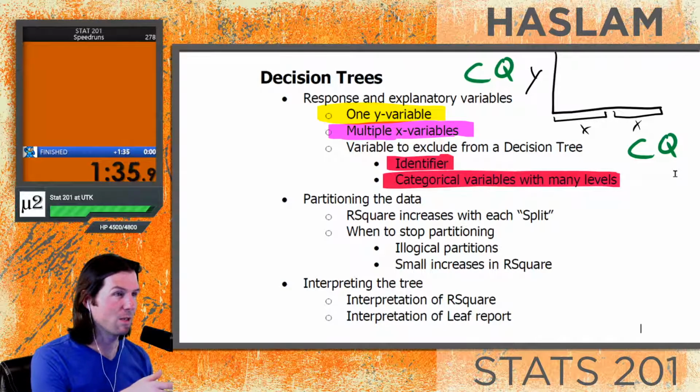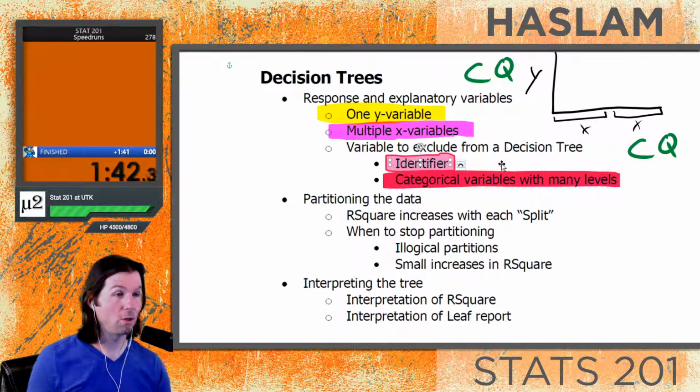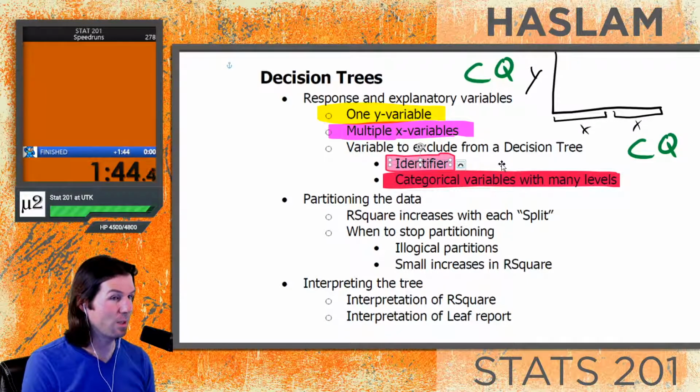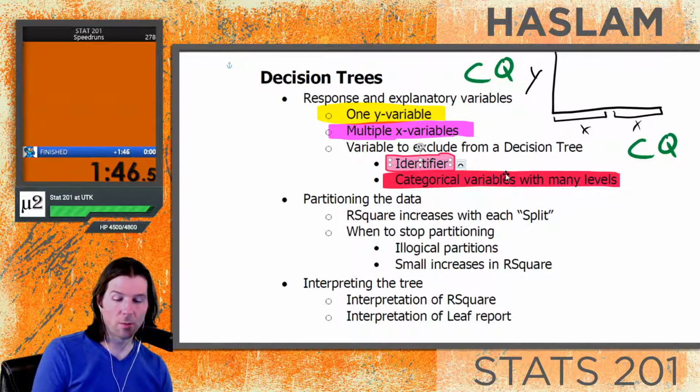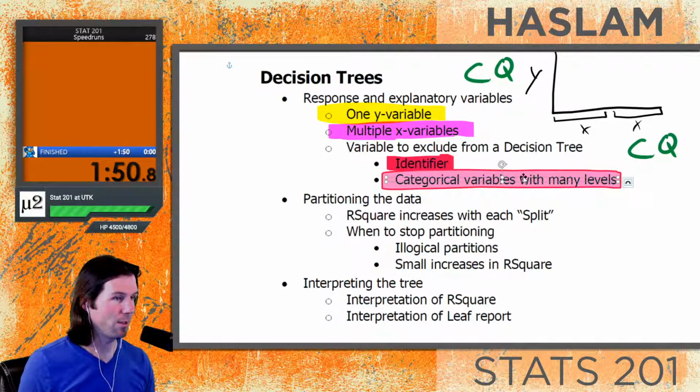And with this right here, if the variable has too many levels, it can act like an identifier. Now, identifiers are things that are unique for each and every observation. A categorical variable with many levels might act like an identifier, but is not truly an identifier.